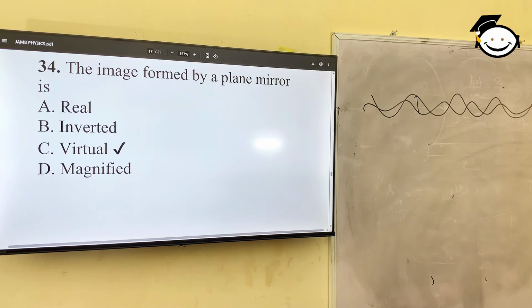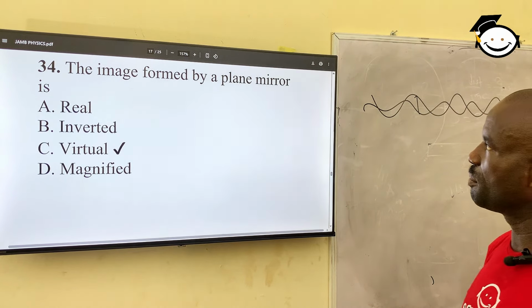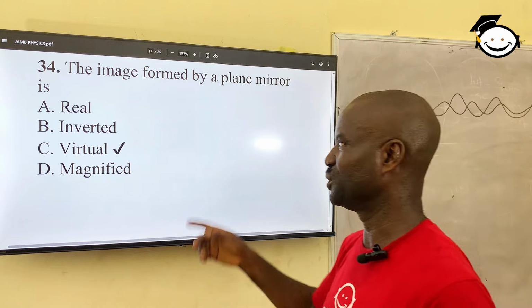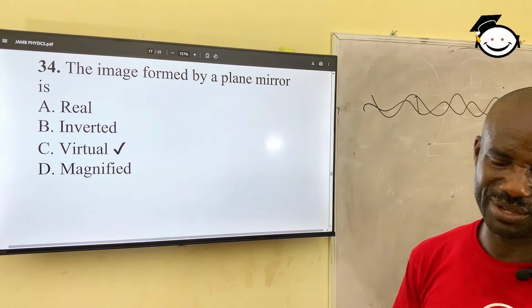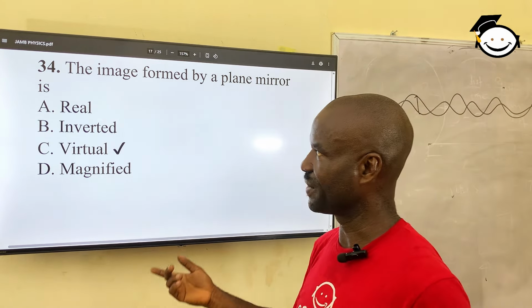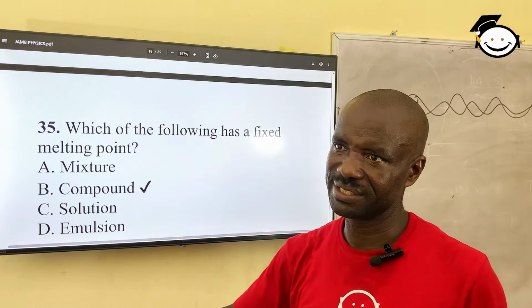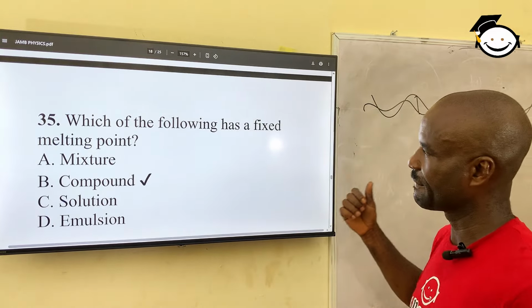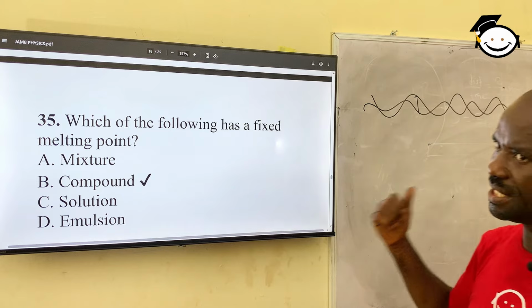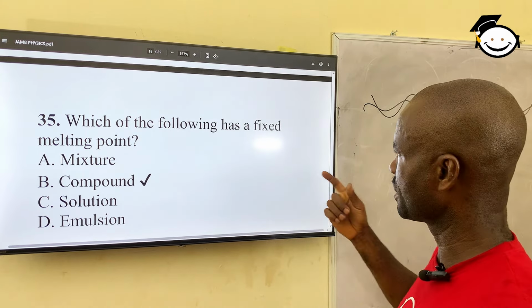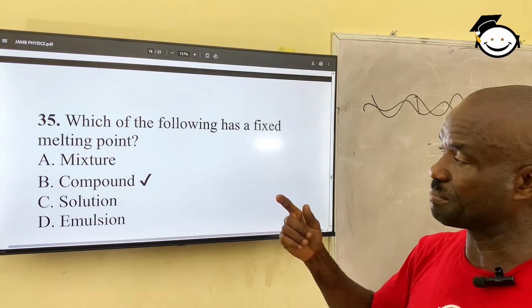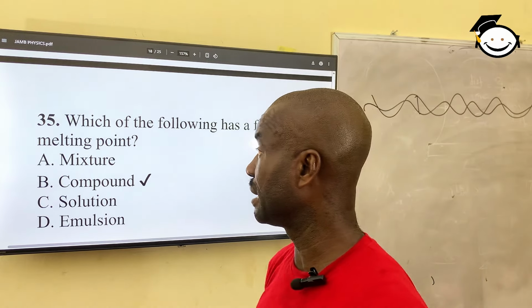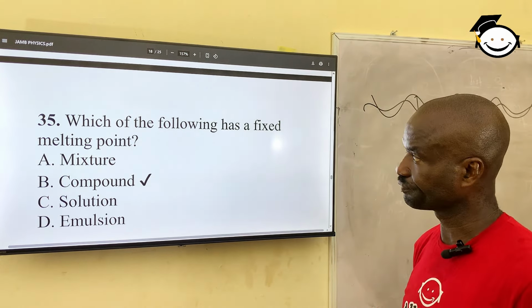Question 34. The image formed by a plane mirror is usually virtual. That's correct. We know that it's very much virtual. It becomes real only when the object is placed beyond the center of curvature.